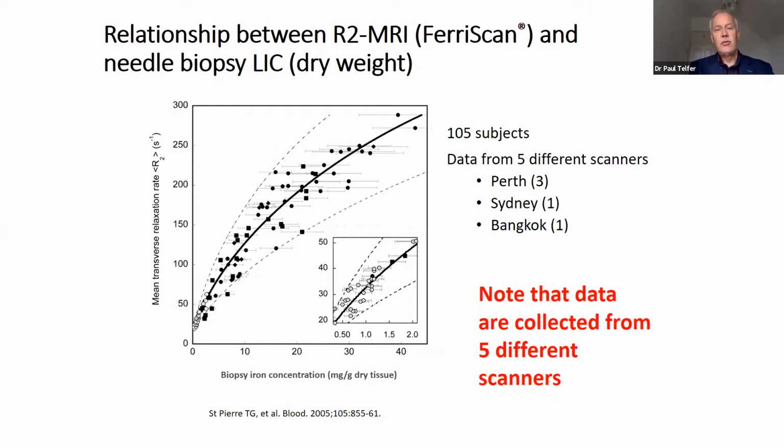Rawad? Yeah, so this is the validation of FerriScan, which involved liver biopsies. And what you see here is the biopsy liver iron concentration on the x-axis, and the liver iron as assessed and quantitated using the MRI, the R2 MRI technology on the y-axis. And you can see that there is a strong correlation, and you can see in other studies a good agreement between the methods.